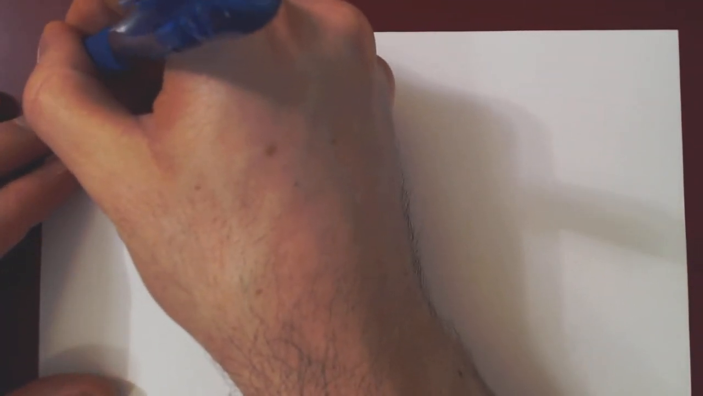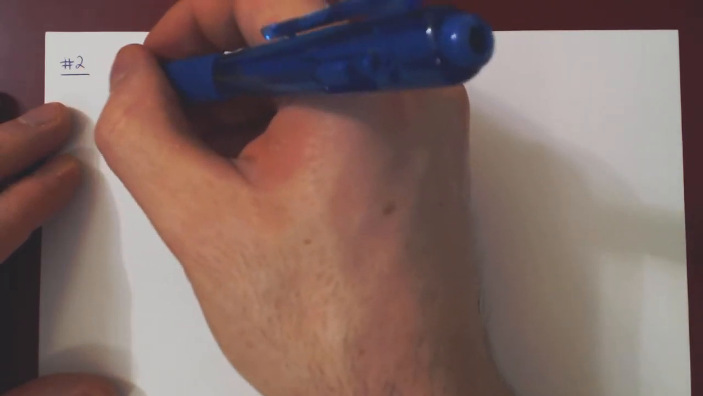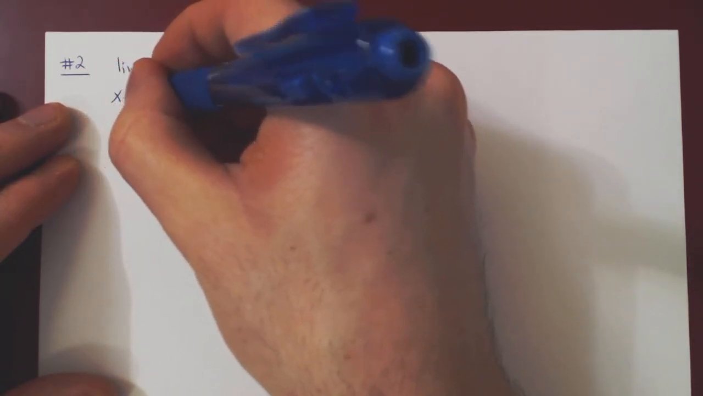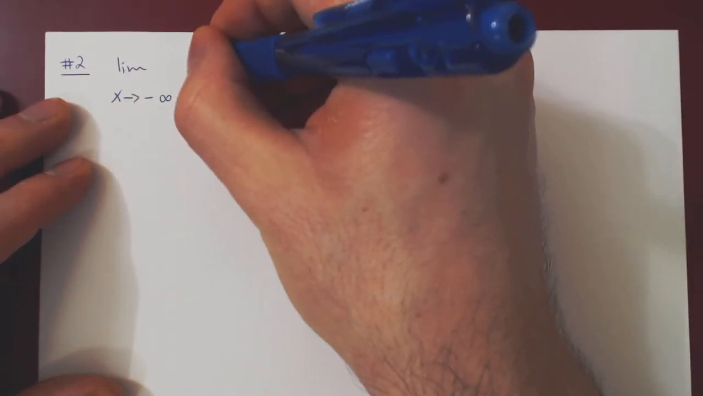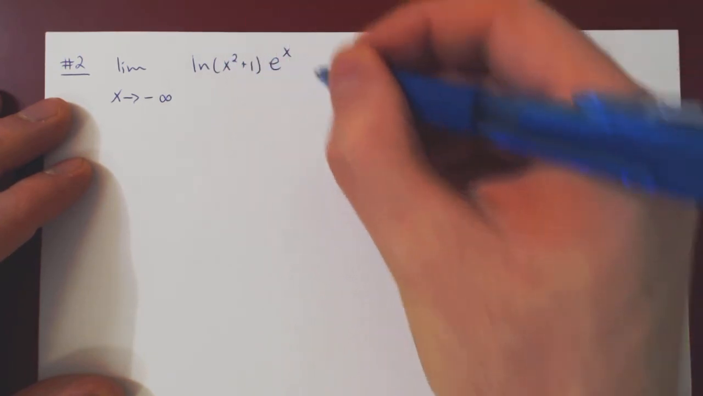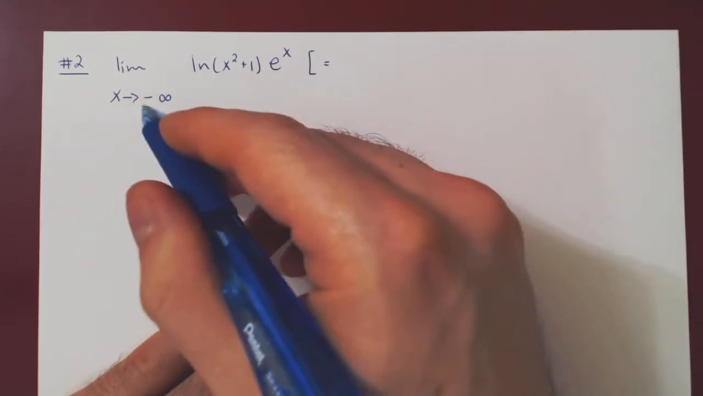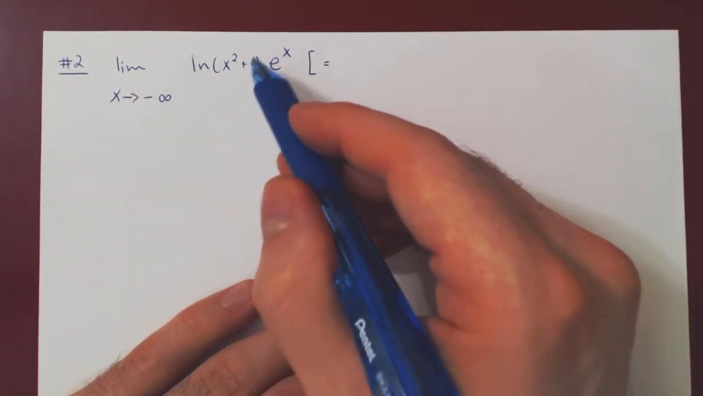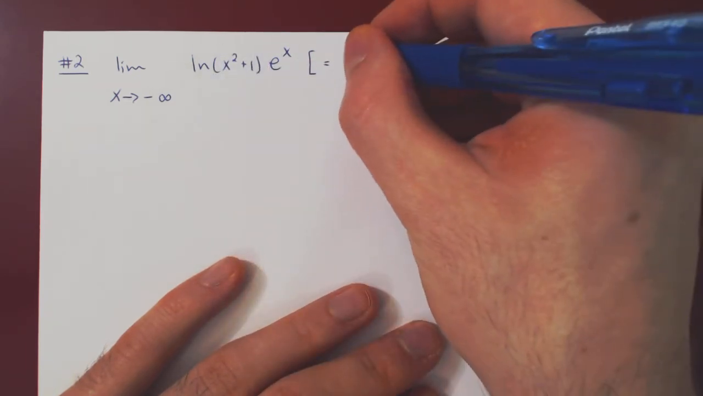This one's a bit more interesting. So we let x approach negative infinity, and we take the ln of x squared plus 1 times e to the x. So we look at our case. As x goes to negative infinity, x squared plus 1 goes to positive infinity, and ln of positive infinity is positive infinity.